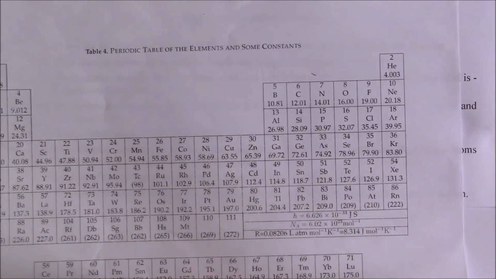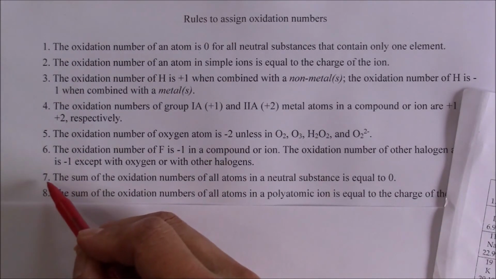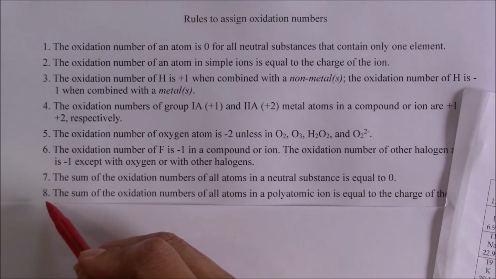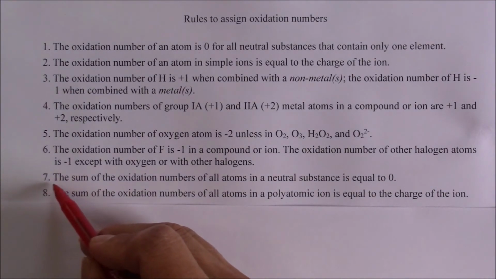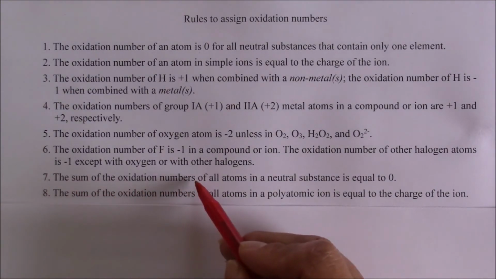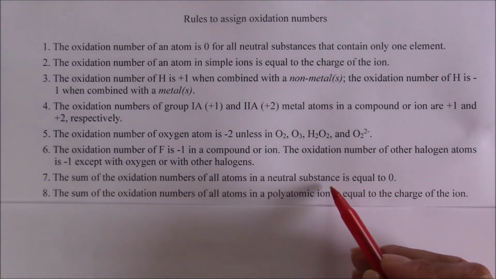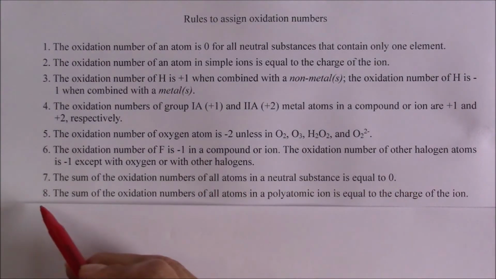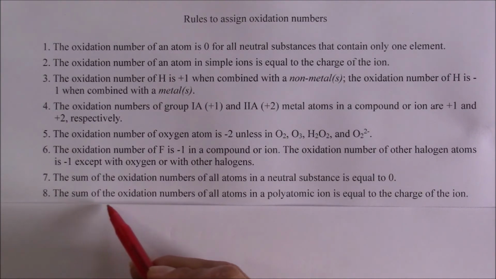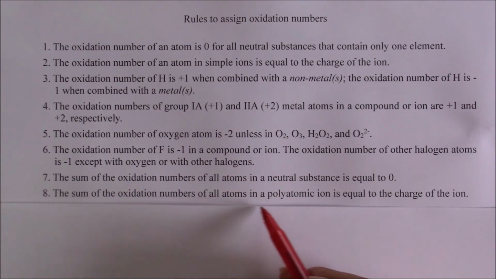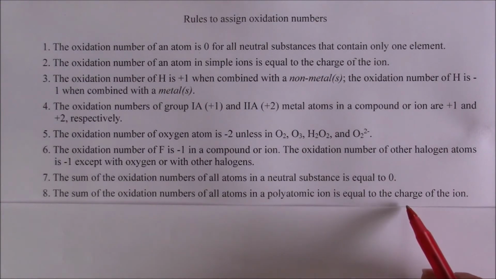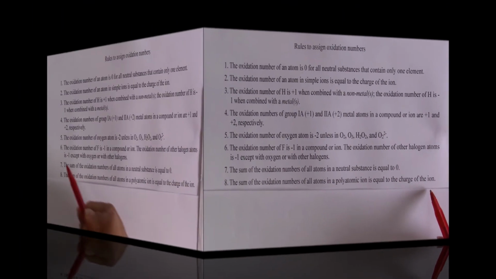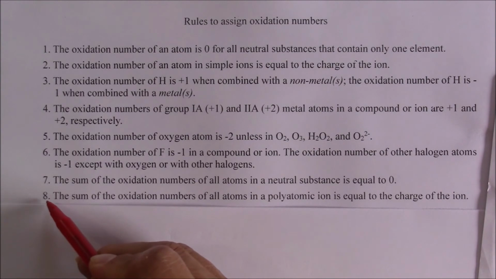Then we can use the equation based on rule number 7 or rule number 8 to calculate the oxidation number of the other halogen. I will use an example to explain how to do that. Rule number 7. The sum of the oxidation numbers of all atoms in a neutral substance is equal to 0. Rule number 8. The sum of the oxidation numbers of all atoms in a polyatomic ion is equal to the charge of the ion. From rule number 7 or rule number 8, we can set up an equation.